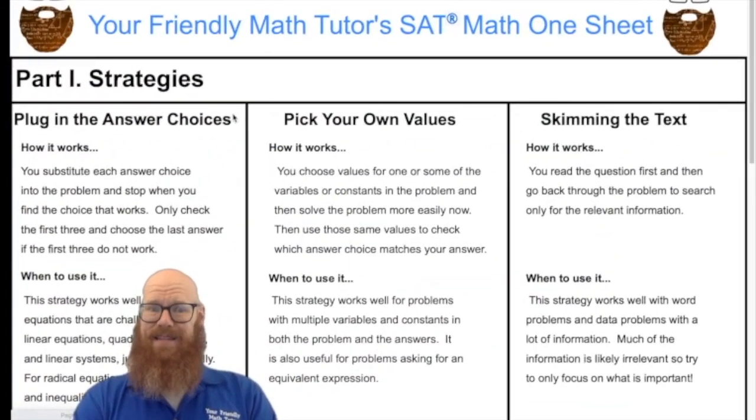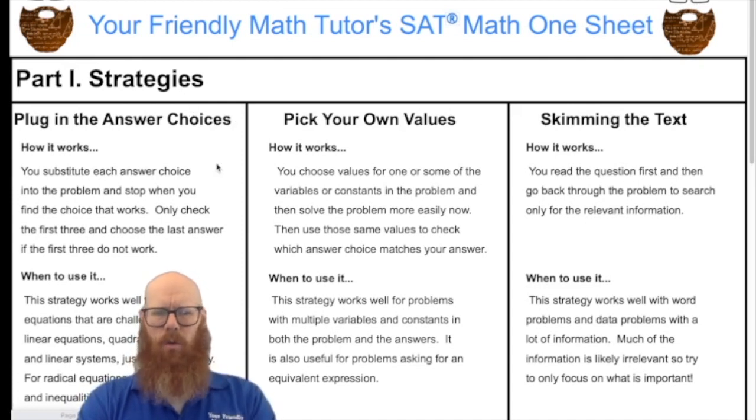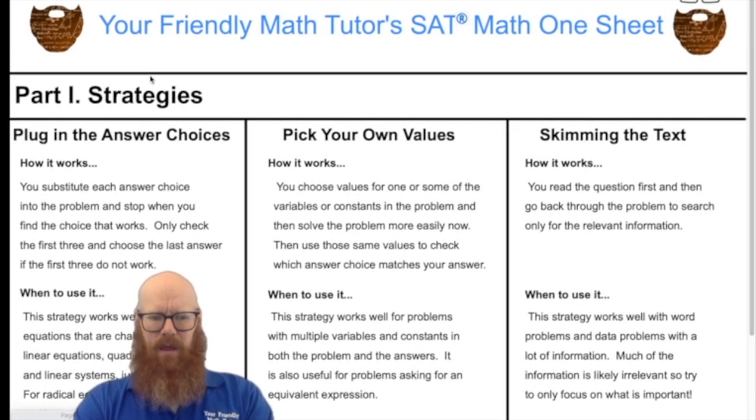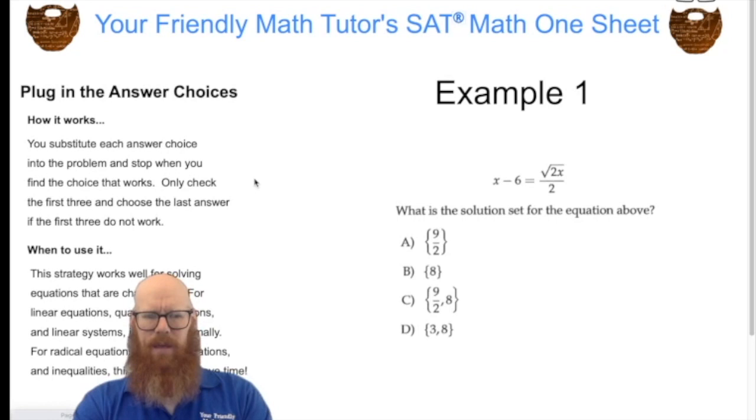All right, let's take a look at today's main focus, which is part 1, strategies for the SAT. We've got 3 main strategies here: plug in the answer choices, pick your own values, and skimming the text. Let's first take a look at plug in the answer choices. How it works: you substitute each answer choice into the problem and you stop when you find the choice that works. You only have to check the first 3, because if the first 3 don't work, then the fourth one certainly will be the answer.